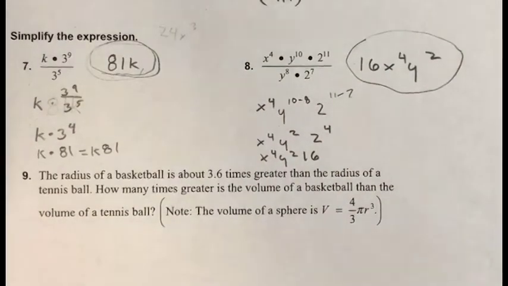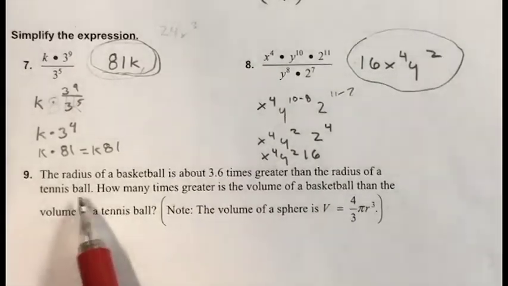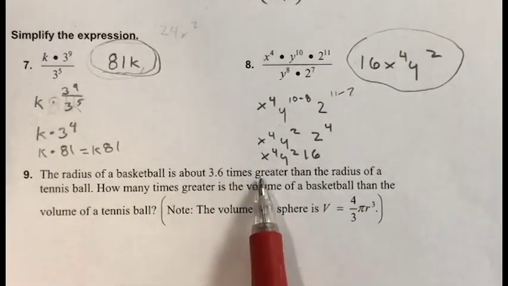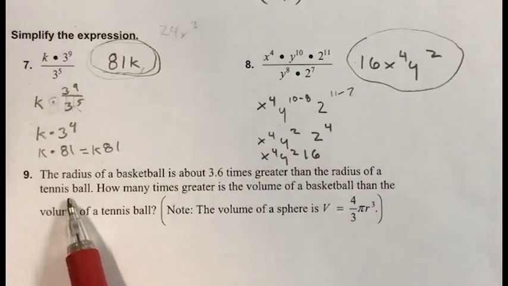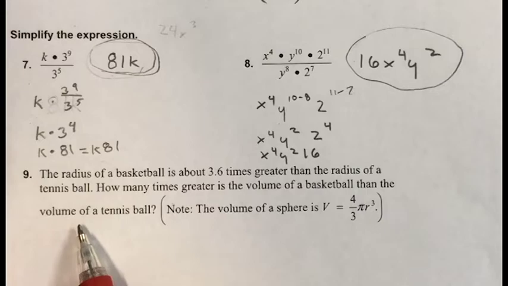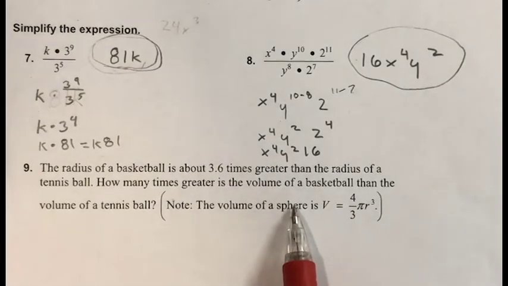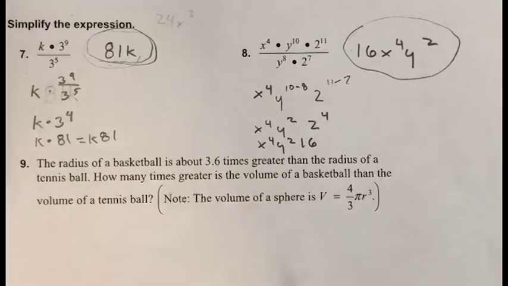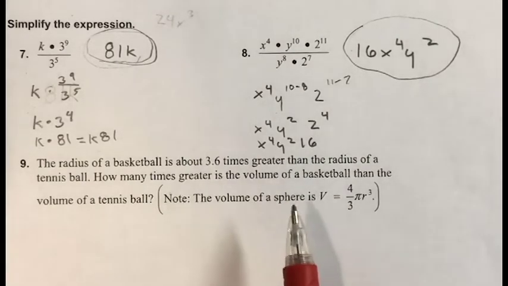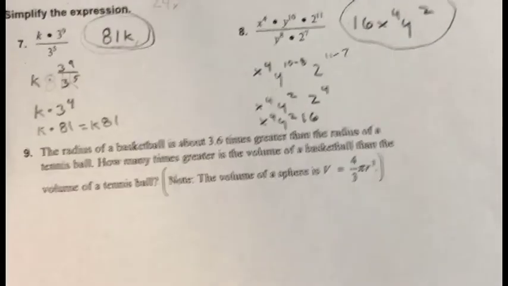All right, number 9, as always, I'm leaving this as your challenge question. I want you to think about it. It says the radius of a basketball is 3.6 times greater than the radius of a tennis ball. How many times greater is the volume of a basketball than the volume of a tennis ball? All right, so this one is definitely a tough one. And I really want you to ask me a question on this one, okay? Come talk to me about this problem because it's a really good problem and I'm giving it to you for a challenge.